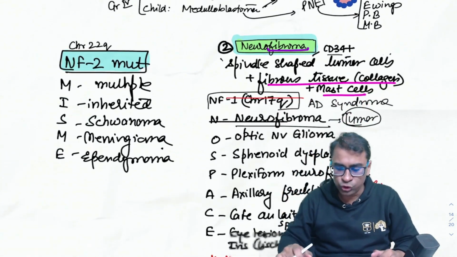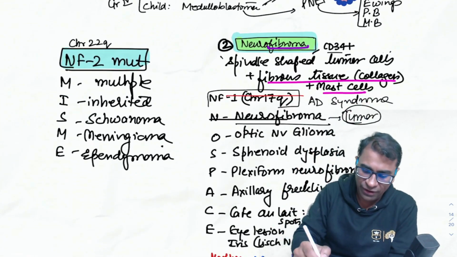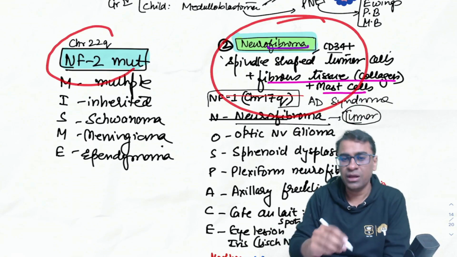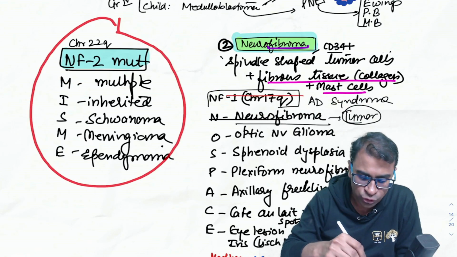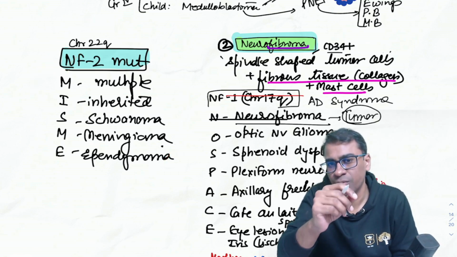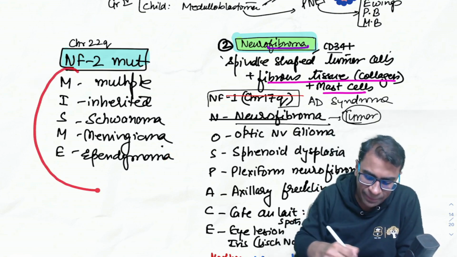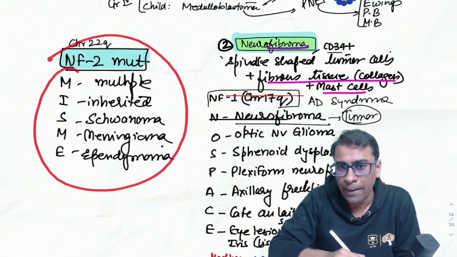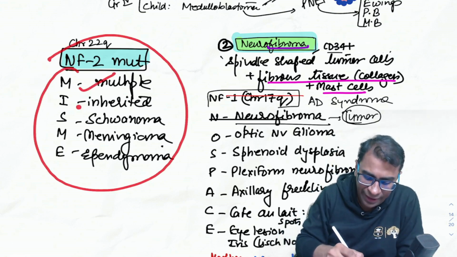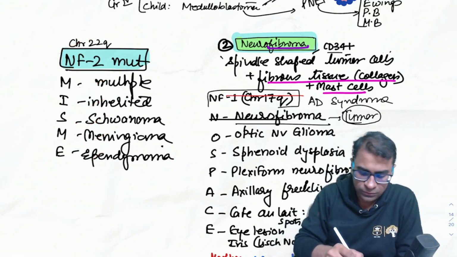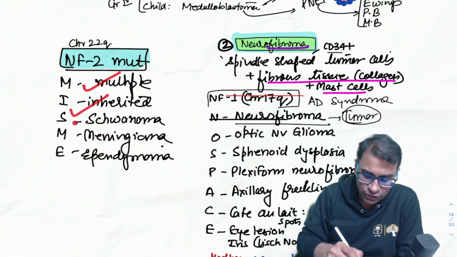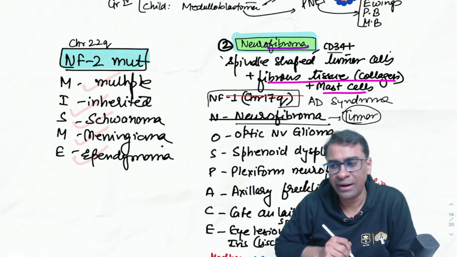We now move to the two main findings of NF1 and NF2. I'll first discuss with you NF2. So NF2 is due to chromosome number 22q deletion. A simple mnemonic: NF2 is MISME. MISME means multiple inherited schwannoma, meningioma and ependymoma.